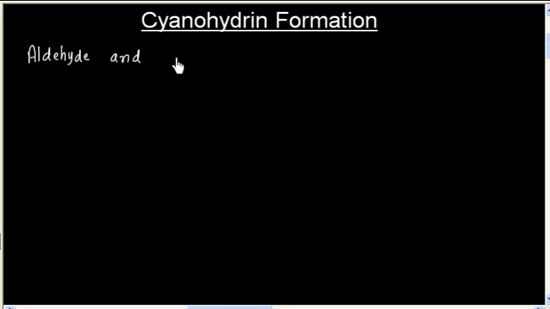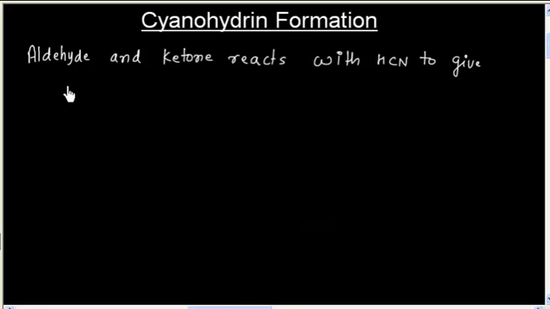Aldehyde and ketone react with HCN to give cyanohydrine.